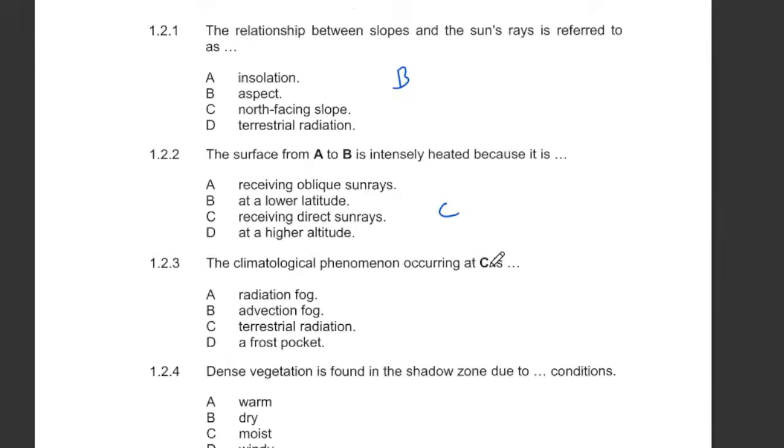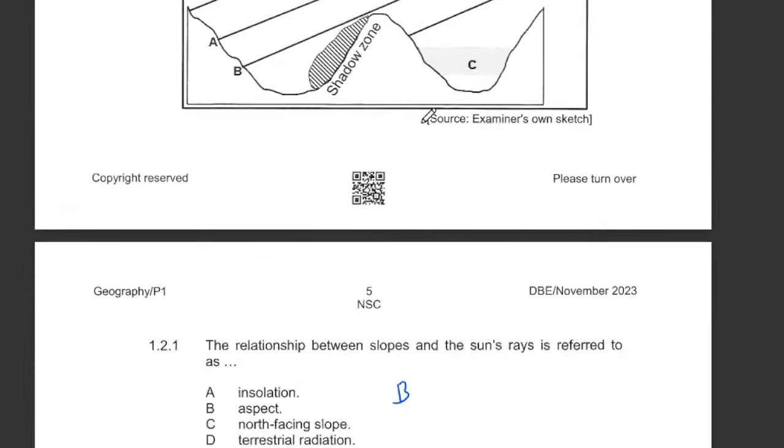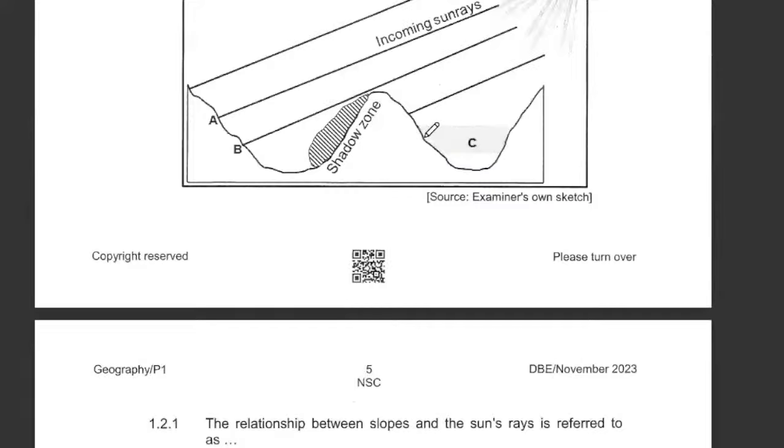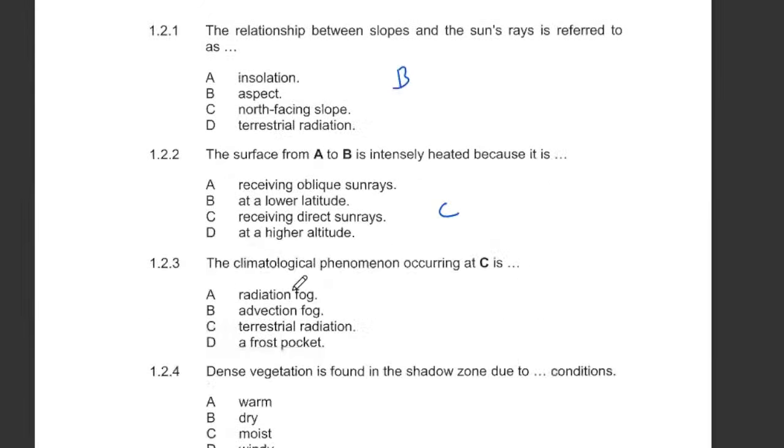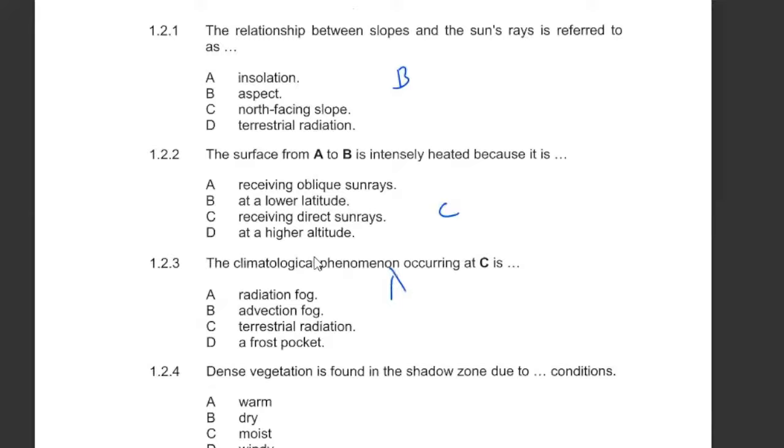The climatological phenomena occurring at sea is this here. Okay. Therefore, when you look at the options that are given, advection fog, when it passes the cold surface, radiation fog, when it's cooling close to the Earth's surface, terrestrial radiation, when warm air rises at night, and frosty pockets. So when you check C, C is here. Okay. So frosty pockets or radiation fog, condensation. So the answer here is A.